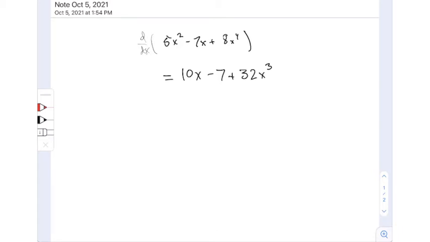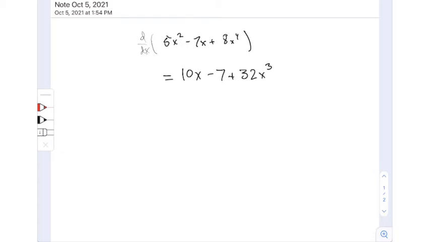Remember the rule is you multiply the exponent times whatever the coefficient was, and then you decrease the exponent by 1. In the middle here, in the case of 7 times x, any number times x, you just get the coefficient. The x disappears, the coefficient remains. All right, this is the basic trick.